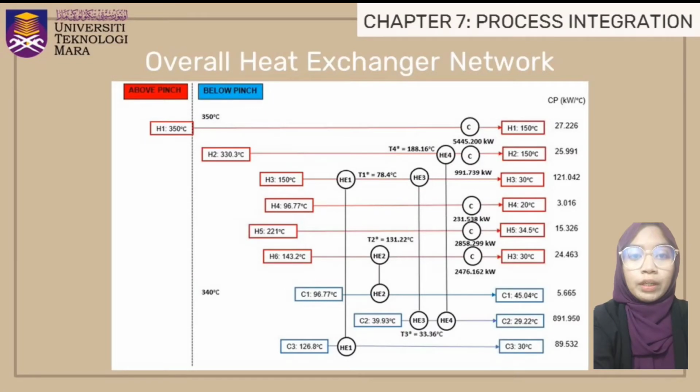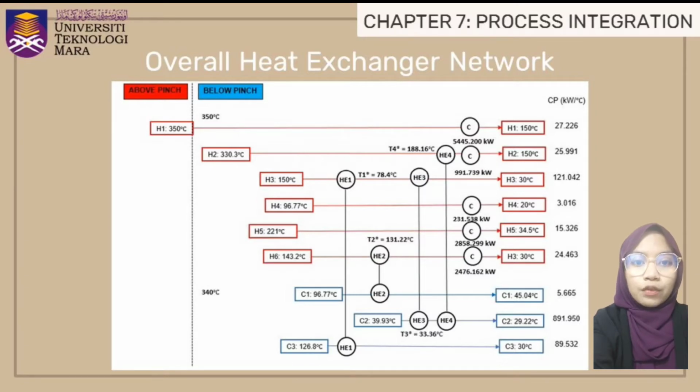Based on the requirement of T-pinch from the previous calculation of the problem table analysis, the heat exchanger network has been constructed. From the HEN diagram, there are 4 heat exchangers needed in this butadiene production plant. This heat exchanger is connected between 2 streams where heat transfer takes place from hot stream to cold stream below the pinch. Besides, this heat exchanger network consists of only coolers, which have been drawn as a single circle, and the number of coolers will be reduced from 6 to 4.